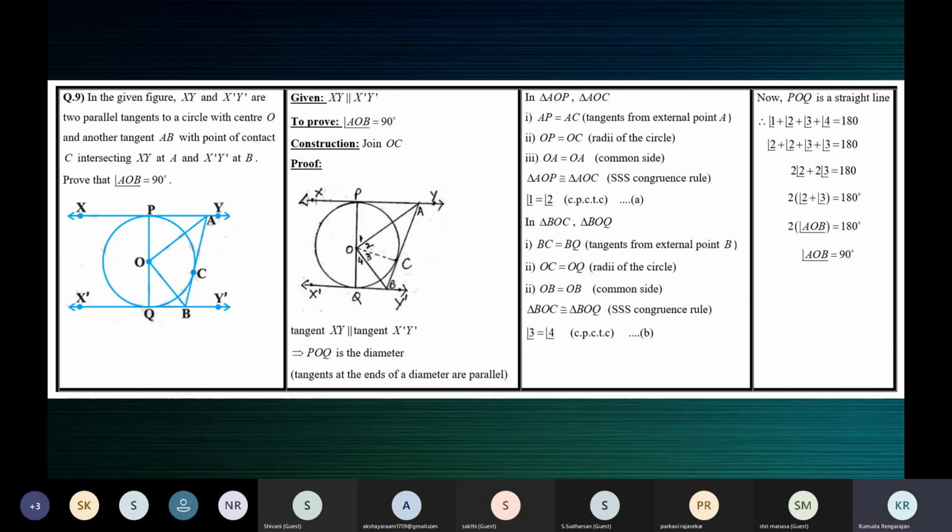Children, why don't you take a screenshot and complete this? I want to complete the examples in this chapter also. Take a picture, I've explained it.